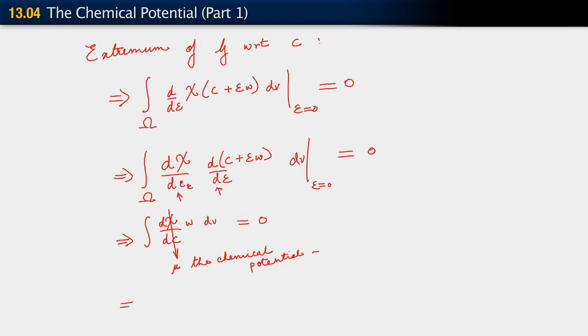So the condition we have now is integral over omega of the chemical potential times the variation, dV, equals 0, for all W belonging to phi. All right.